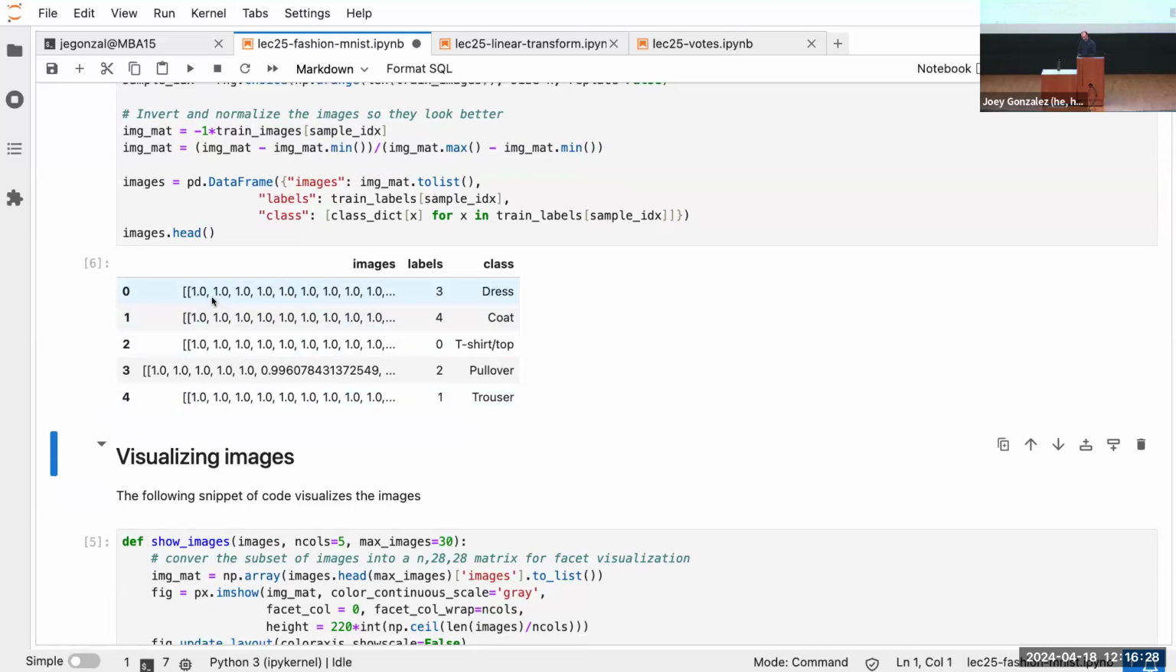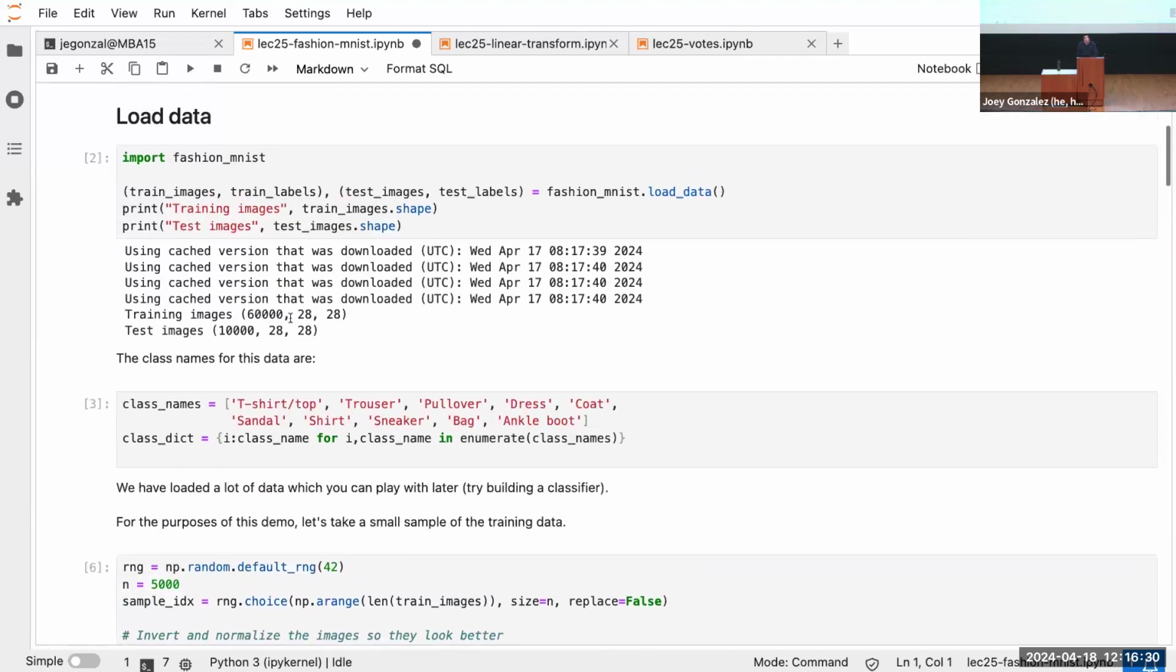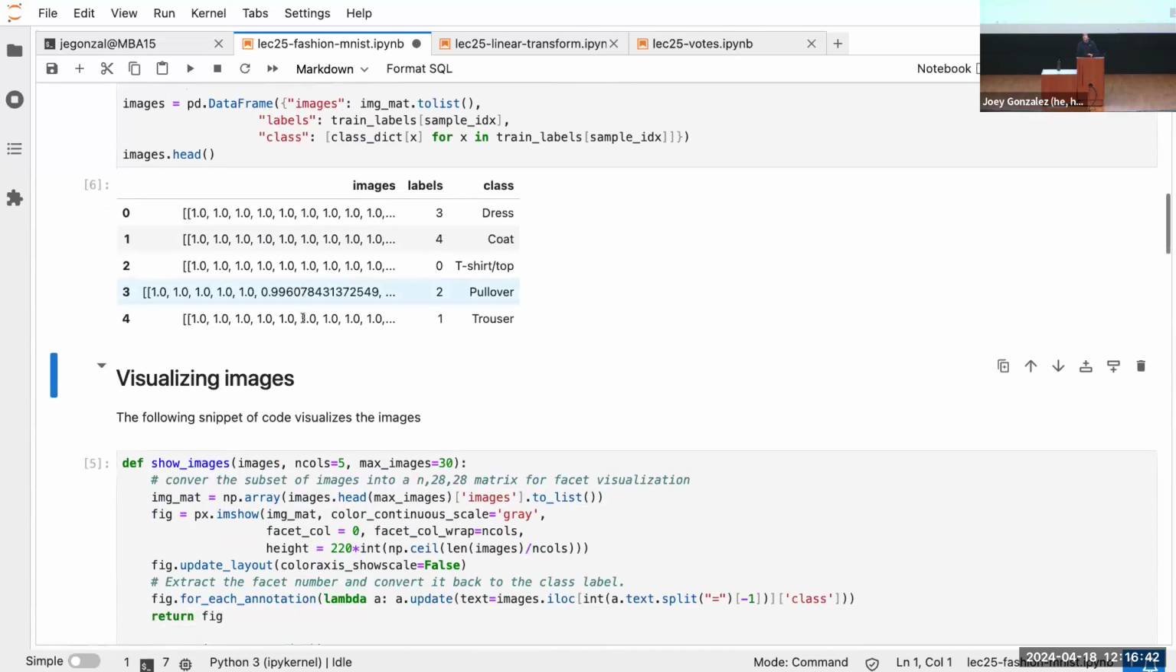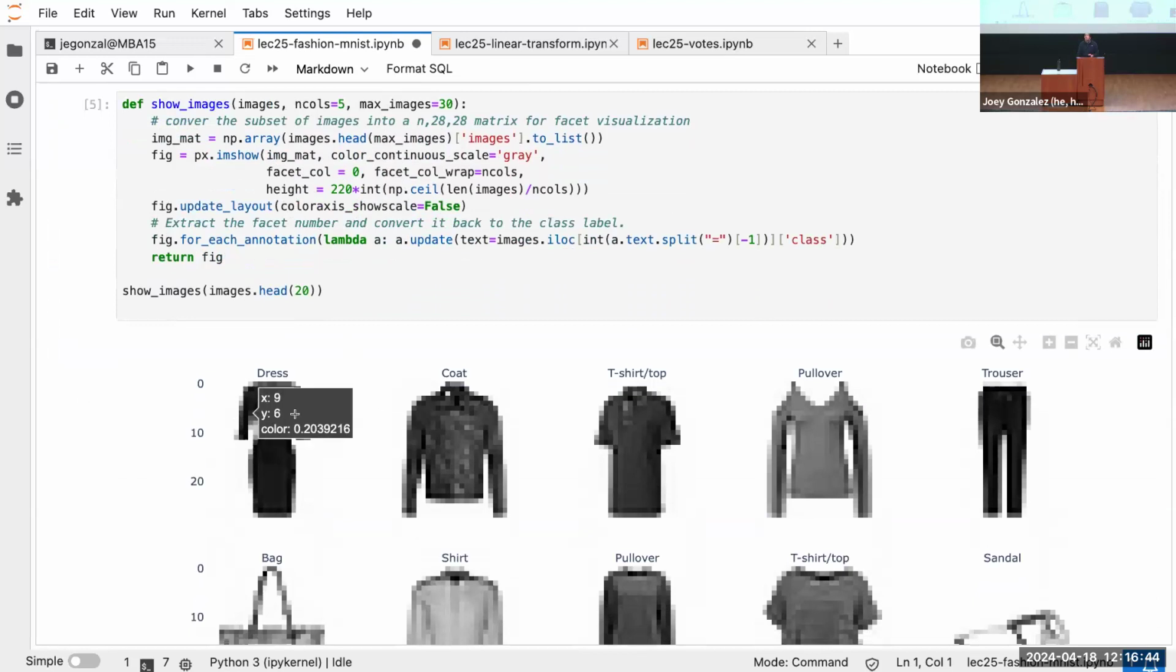The images themselves are 28 by 28 pixels. So each image is a matrix of 28 by 28, and each entry in that matrix is how bright the pixel is, whether it's a white color or a darker, blacker color. So these are black and white images, which keeps it simple. Okay, so that's the data I have.